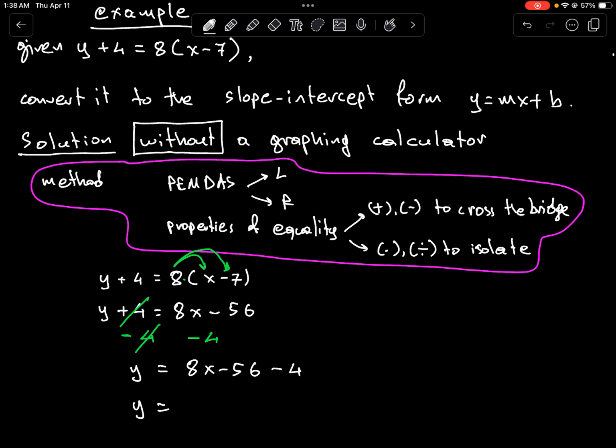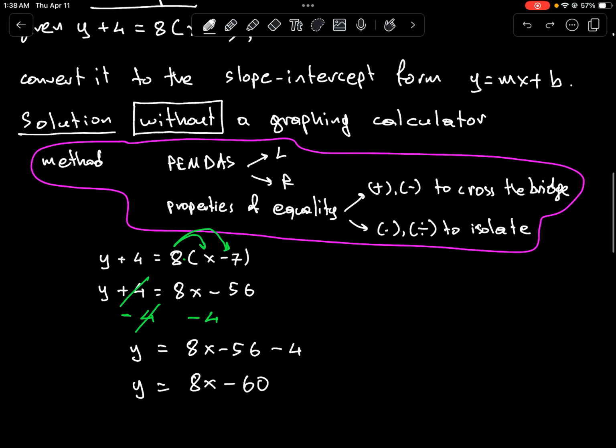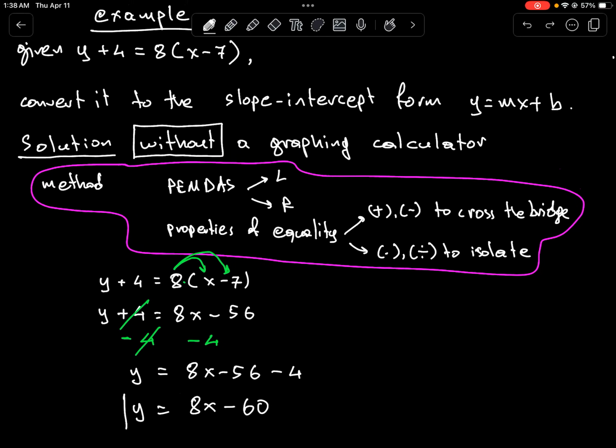We have y equals 8x. Those cannot be touched. Then negative 56, negative 4 is negative 60, and this is our slope-intercept form. Let's see if I can put it in a nice box. Okay. That's the answer without the calculator.